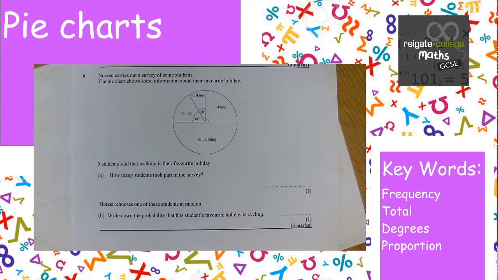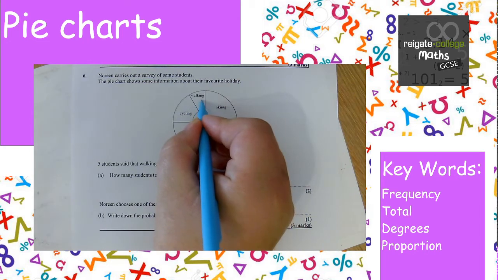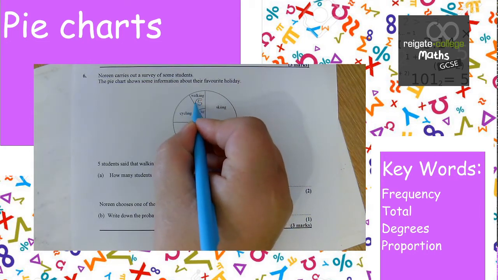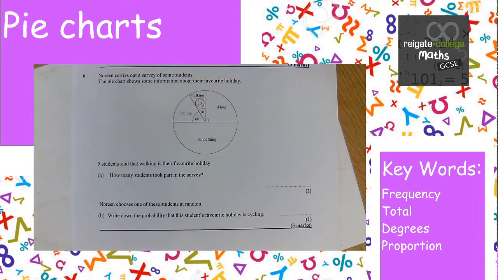This question here, also taken straight from an exam paper, says that Noreen carries out a survey of some students, and the pie chart shows some of the information about their favourite holidays. This first question is asking how many students took part in the survey, and the information it's giving us in order to work that out is that 5 students said that walking is their favourite holiday. So this sector of the pie chart is representing 5 students. And you can see that it's also 30 degrees.